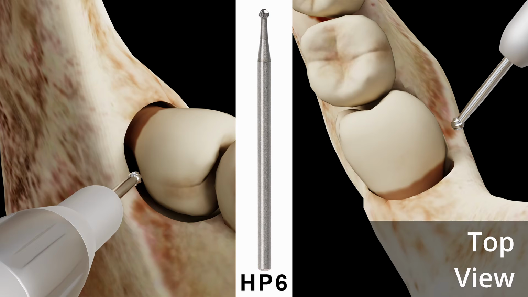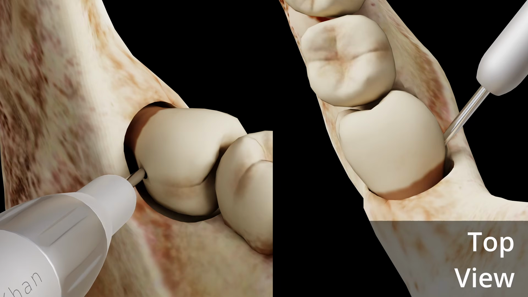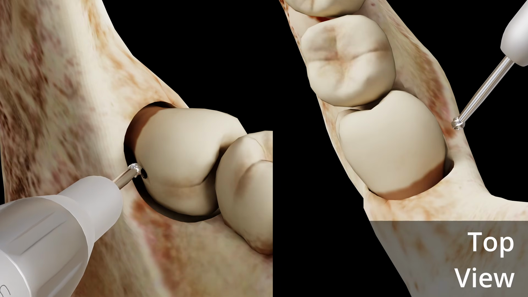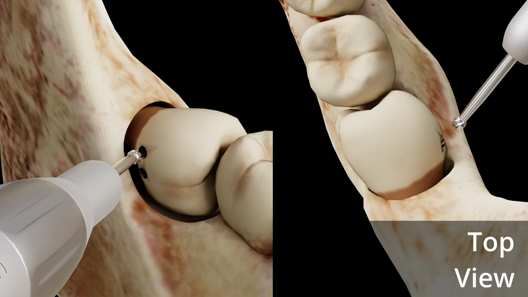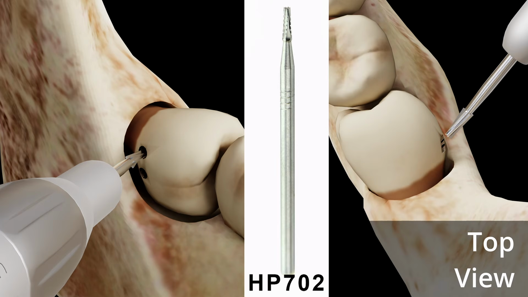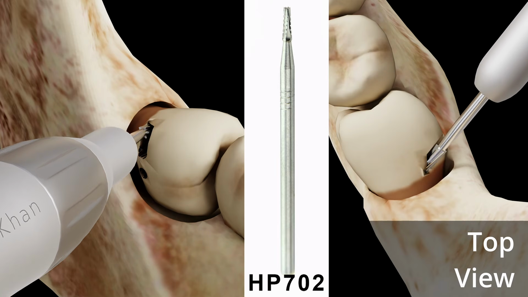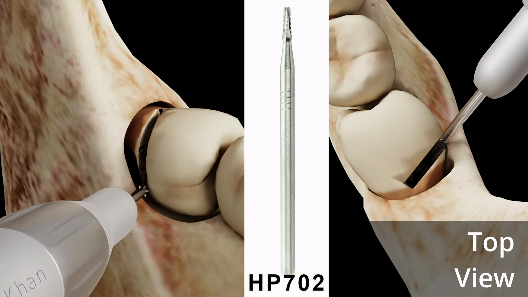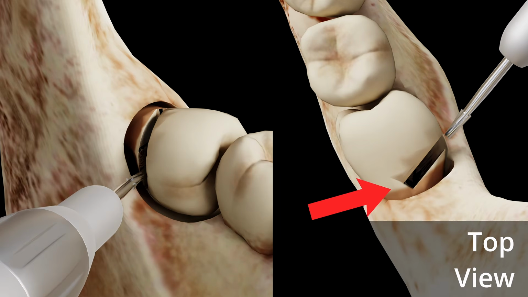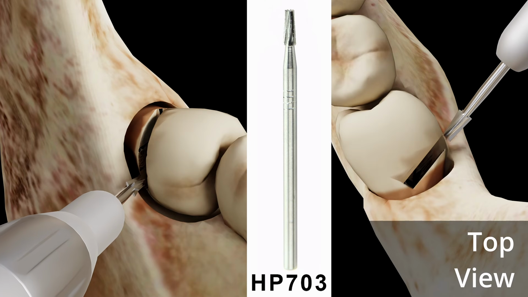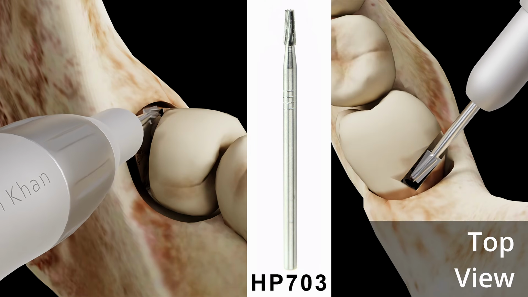Then with the HP6 round burr, I create two ditches on the buccal surface of the tooth as close to the cemento-enamel junction as possible. I prefer sectioning of the tooth at the CEJ level because the cementum is easier to cut whereas enamel is very difficult to cut. Then with the 702 straight burr, I connect those ditches to create a section. At this point, the section is not complete as the burr reaches only till half the width of the tooth buccolingually. So I widen the section with the wider 703 burr.